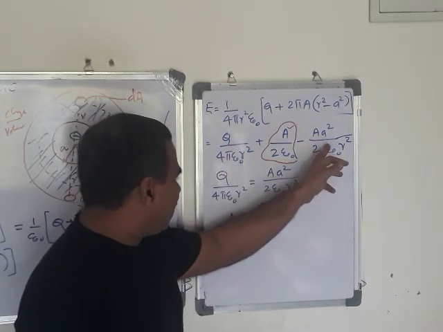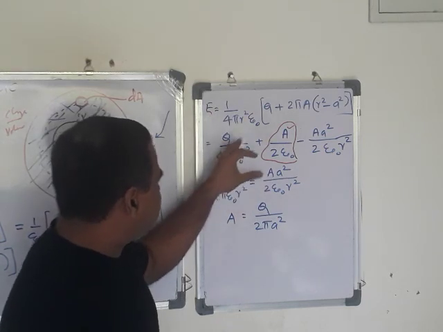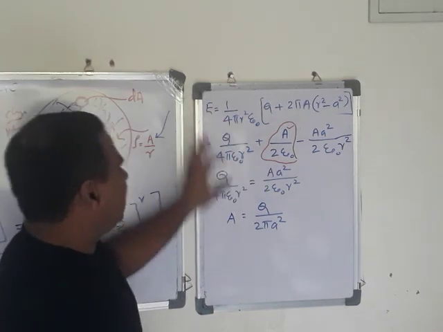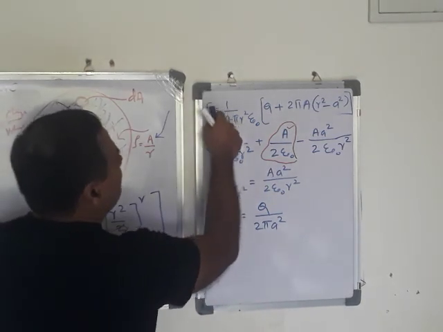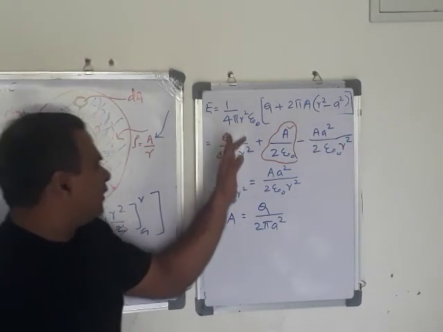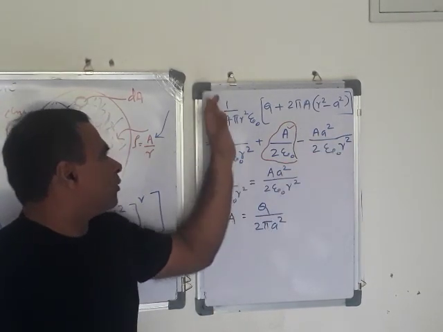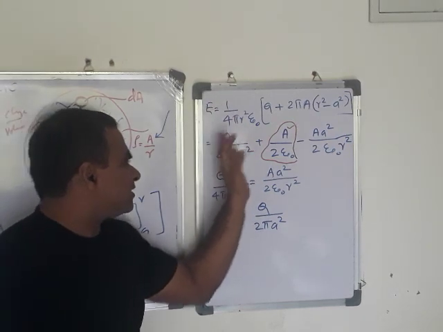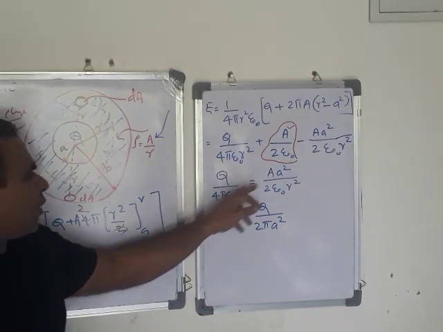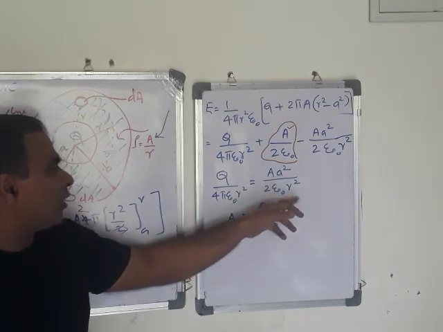So these two are the variables. To get E as constant, this is a plus term and this is a minus term. If you have to get E as constant, then these two should be equal. Then only E is constant, because these two contain the variable term r. So for E to be constant, this plus term and minus term should be equal. So we are equating it. q by 4 pi epsilon 0 r square is equal to capital A into small a square by 2 epsilon 0 r square.